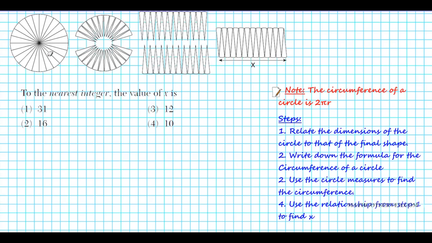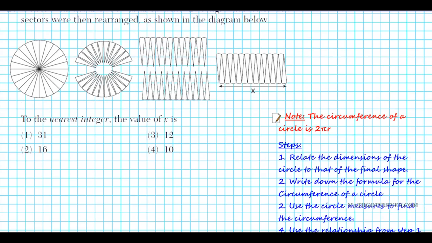Then we're going to use the measures for the circle provided to find out what the circumference of the circle is. Now that I have the circumference of the circle, we'll use that along with the relationship between these two shapes, the statement we came up with in step 1, to find the value of x. Okay? All right, so step 1, that's where most of the work is.